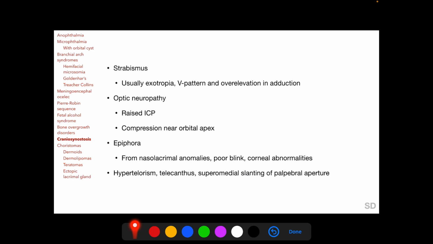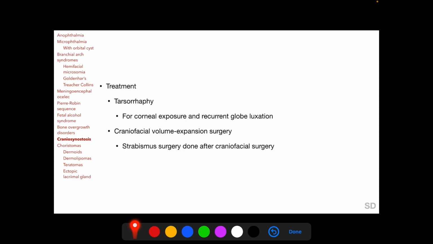Epiphora can occur from either nasolacrimal anomalies or poor blink and corneal abnormalities due to the proptosis. Other associated anomalies can be hypertelorism, telecanthus, and slanting of the palpebral aperture with the medial canthus lying superior to the lateral canthus. Tarsorrhaphy can help in corneal exposure and for recurrent globe luxation, and craniofacial volume expansion surgery may be required, in which case strabismus surgery is deferred and is done after craniofacial surgery is completed.